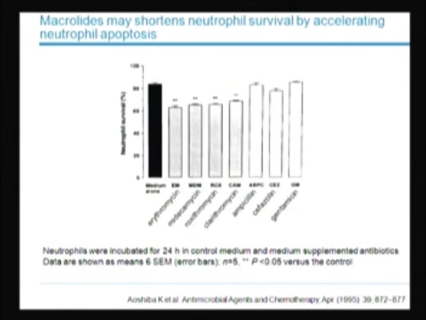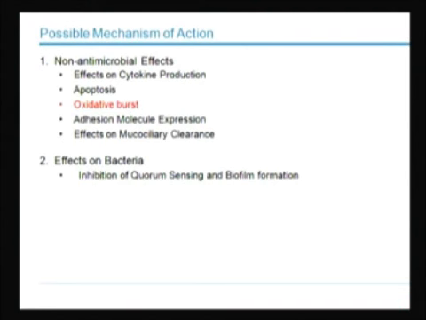Again, this is another study where the effect of the macrolide on apoptosis and neutrophil survival was compared to control using different kinds of macrolides, where clarithromycin has a significant effect, like roxithromycin, compared to penicillin that had no effect in this part of inflammation.